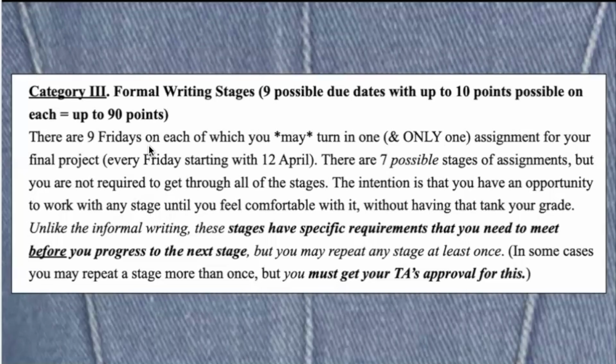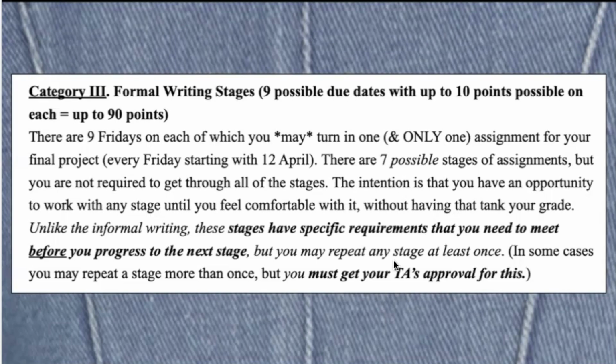So let's say that on one of those due dates, you get 2 points out of the 10 possible. That means you've got 2 points, not that you've got a 2 out of 10 or failing grade. That's not really the point. The thing is, you collect points and you do it again. Unlike the informal writing, these stages have very specific requirements that you need to meet before you progress to the next stage, but you may repeat any stage at least once. I used to say as many times as you wanted, but unfortunately, there's always those couple of people, right? Who would keep basically turning in the same thing and expect to get their 5 or so points over and over again.